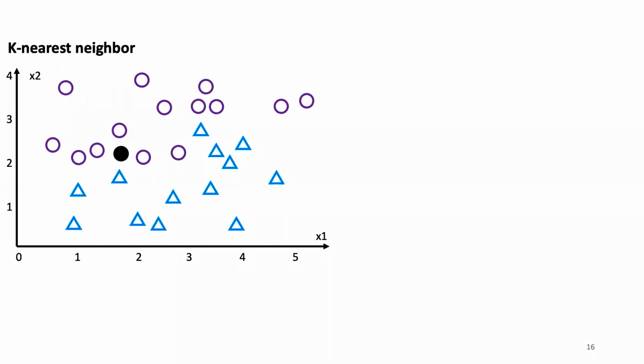For example, given a black dot positioned here, right? We want k equals 4. We want to use the 4 nearest neighbors to classify this black dot. You can select the 4 nearest ones, and you can find there are 3 circles and only 1 triangle. So you know this black dot belongs to the circle group. That is the idea of the KNN.